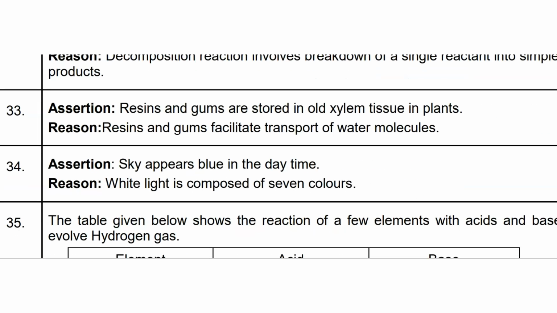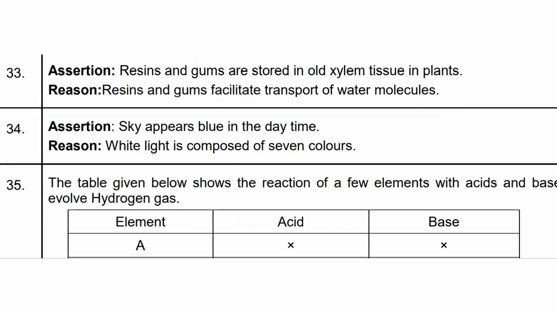Let us see the question. Question number 34. What is the question they have given? The assertion is sky appears blue in daytime. Yeah, that is true, right? White light is composed of 7 colors. That is also true. So we have to pick the option: both A and R are correct.